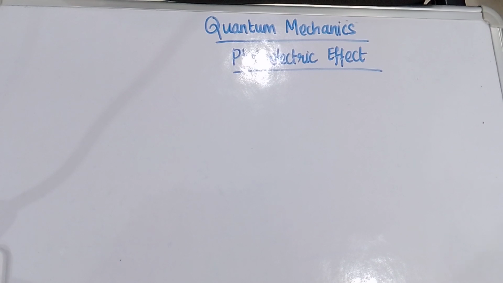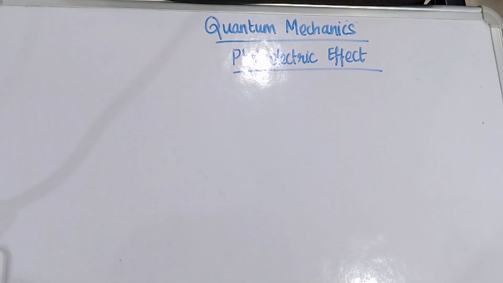So we were seeing quantum mechanics and till now we have completed two lectures from the basics of quantum mechanics. First we have seen the origin of quantum mechanics, and in the second lecture we have seen black body radiation. So now in this third lecture of the quantum mechanics series we will be seeing the photoelectric effect.